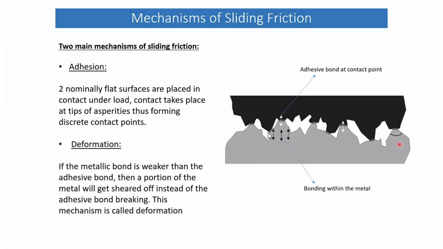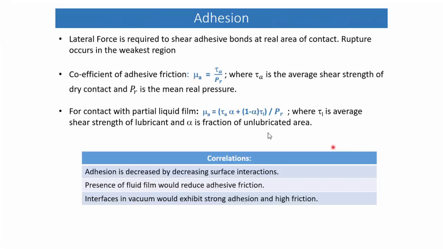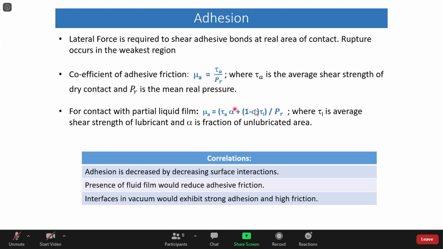But if the metallic bond is weaker than the adhesive bond, then the rupture will actually happen along the metal, and a portion of the softer material will get cleaved off. This is called the deformation mechanism. So for adhesion, we have two expressions. I skipped the derivation for brevity. So there's adhesive friction for dry surfaces, which is mu_A = tau_A over P_R, which is the mean real pressure. And for when there are liquid films, there is an extra term called alpha, which denotes the fraction of unlubricated area. So from this, we can get some conclusions.